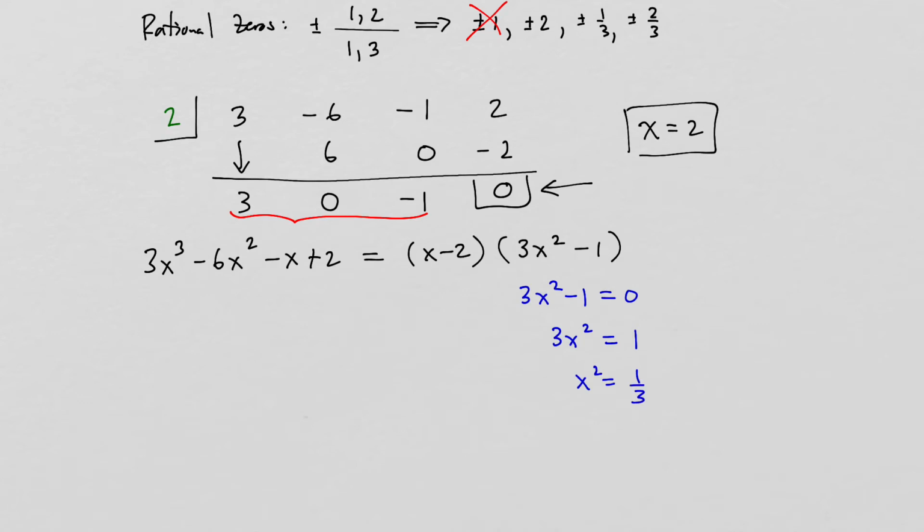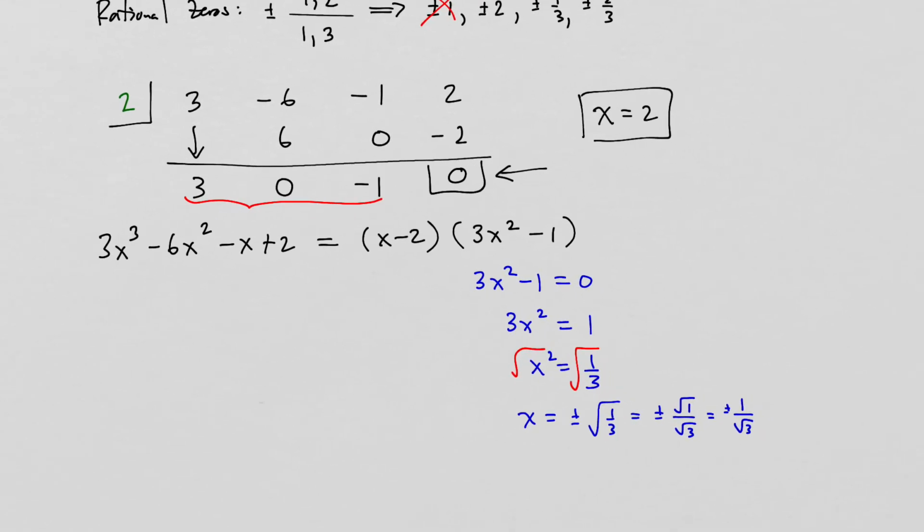dividing by 3, and then finally taking the square root of both sides, which gives you x equals plus or minus the square root of 1/3. And that's plus or minus the square root of 1 over the square root of 3. The square root of 1 is 1, and so we end up getting plus or minus 1 over radical 3. And if you rationalize the denominator by multiplying by radical 3 over radical 3, we get x equals plus or minus radical 3 over 3. These are the other two zeros.